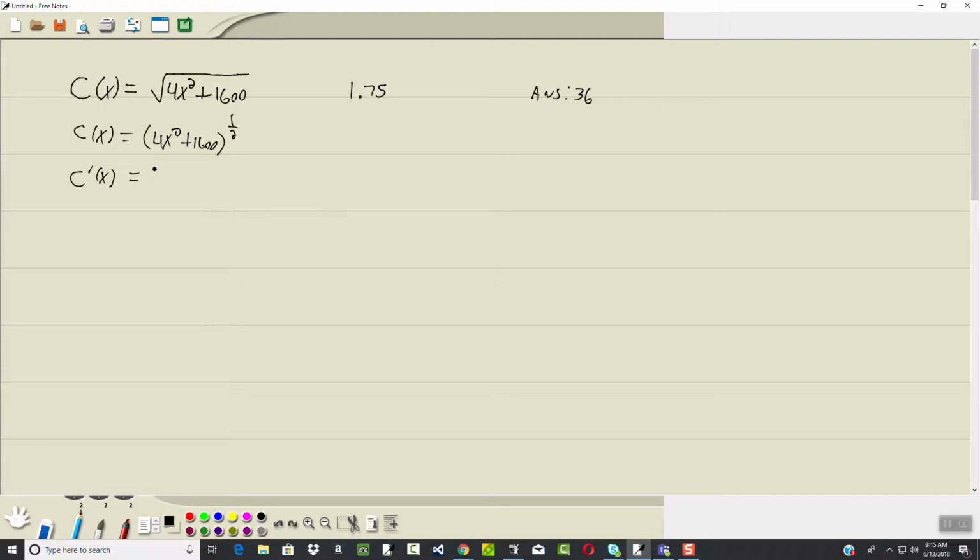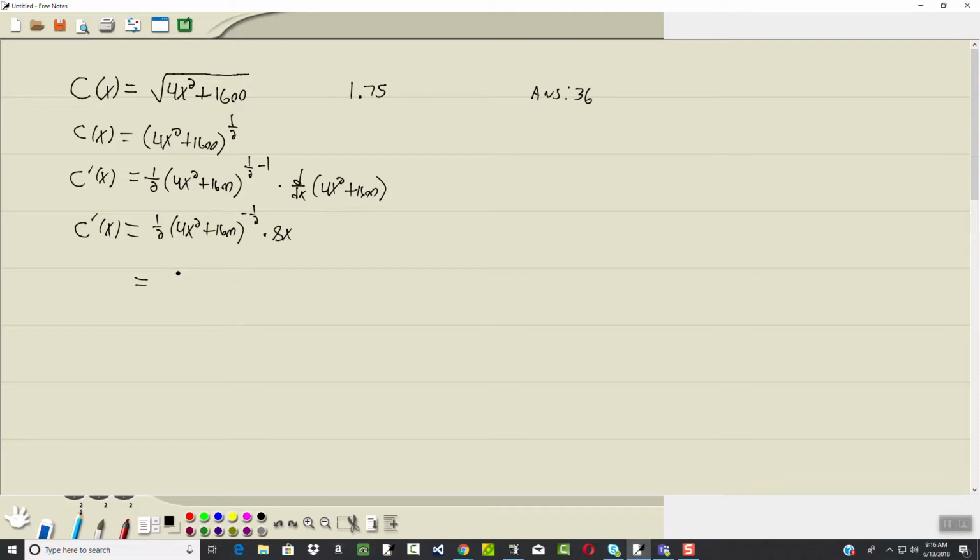So I take my power, put it out in front. What's inside my parentheses remains as is. And then I lower my power by 1 times the derivative of what's inside the parentheses. So we're going to have 1/2 times 4x squared plus 1600, and 1/2 minus 1 is negative 1/2. Derivative of 4x squared is 8x, and derivative of 1600 drops away.